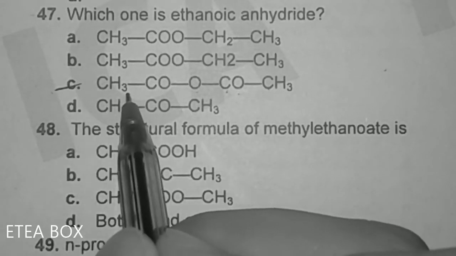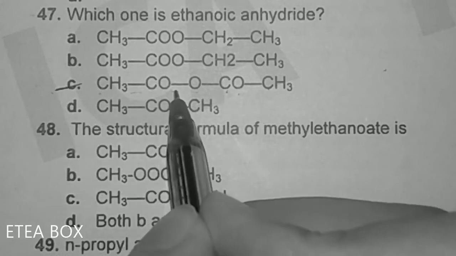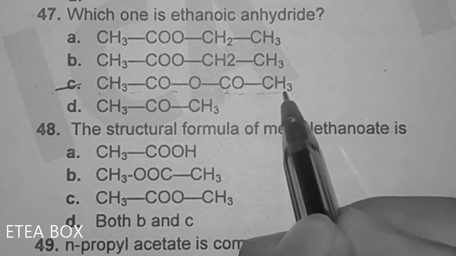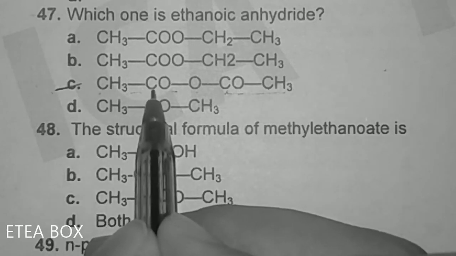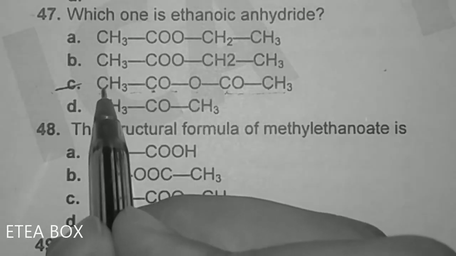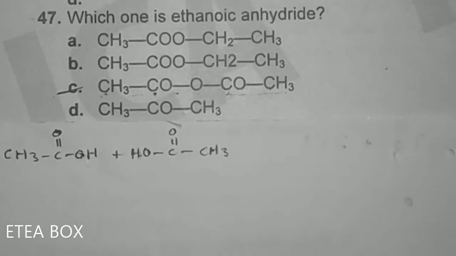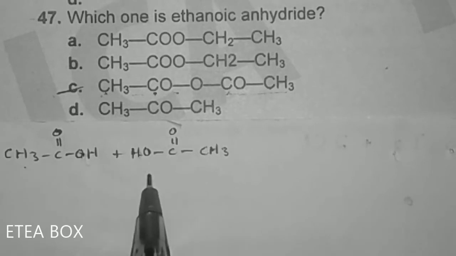Now for naming this one, select one group, like either select this one or select this one. Now look, 2 carbon atoms, it means that this one is ethanoic. Ethanoic anhydride. So you have to name this ethanoic anhydride. Now let's suppose these are the 2 carboxylic acids. This one is ethanoic acid, and this one is also ethanoic acid.